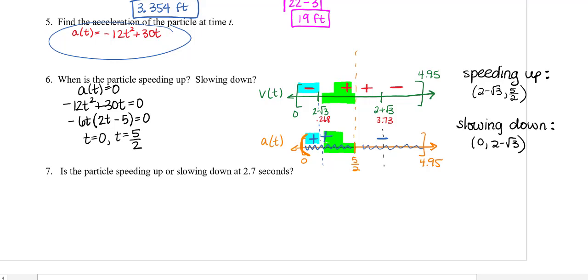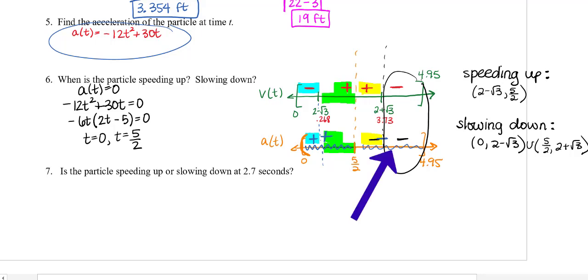Then lastly, here's this last interval. So this is negative and negative if you want to transfer them over. So then I can see that I have positive velocity, negative acceleration, so they are in the opposite direction, so I'm slowing down again, and that would be from 5 halves to 2 plus rad 3. And then the very last one, I can see they're both negative, so even though I'm traveling in the backwards direction, the acceleration is going to speed me up. So I can say from 2 plus rad 3 to 4.95.